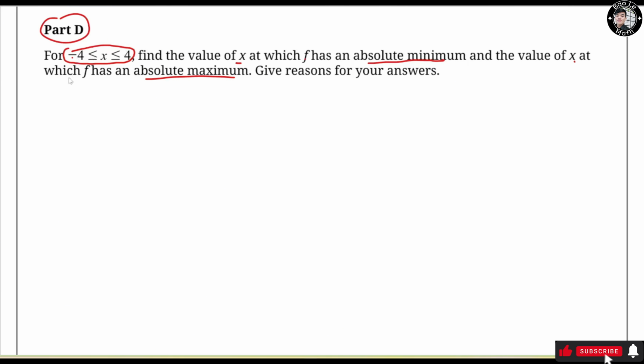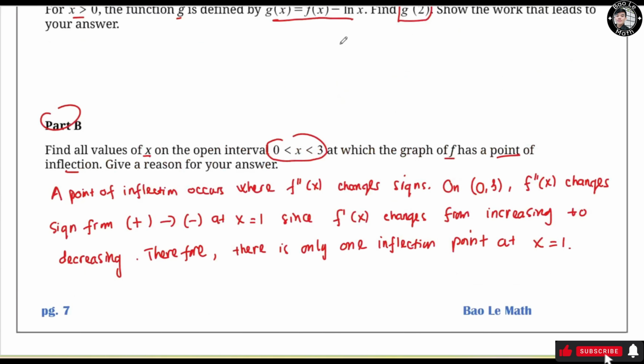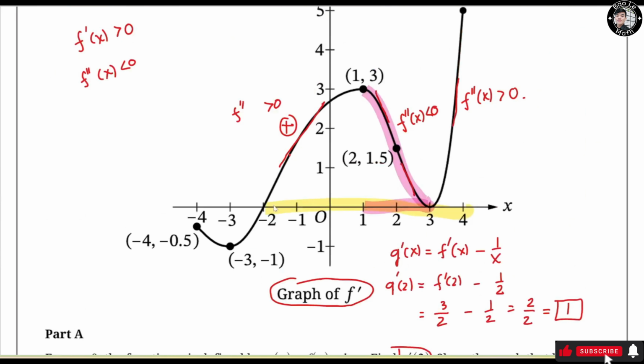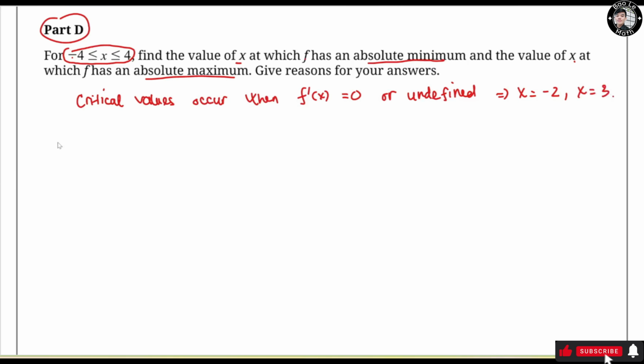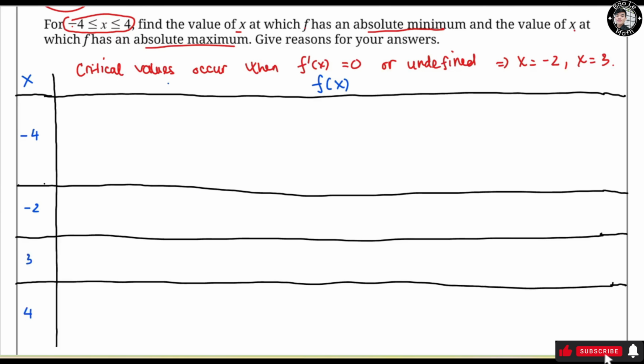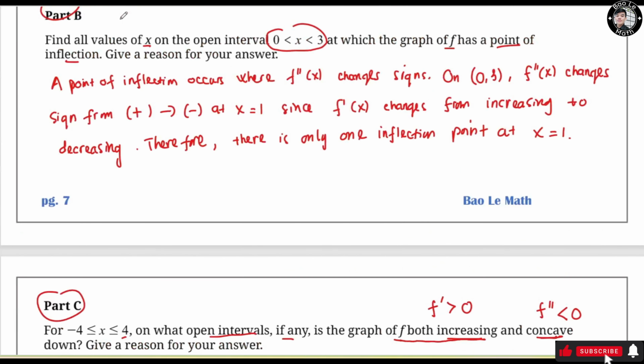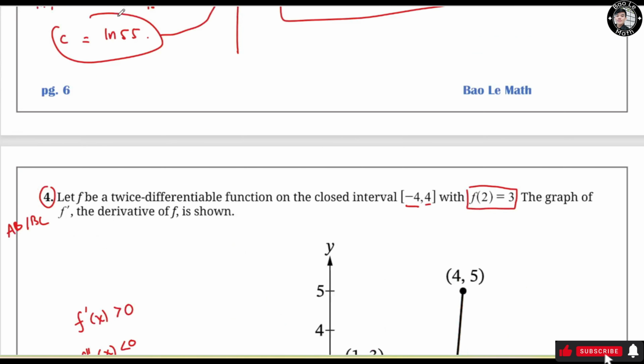First, you need to find the critical numbers, right? So the critical numbers occur when f prime of s equals 0 or is undefined, right? On the interval -4 to 4, f prime of s is 0 when s equals -2 and 3, right? Now we're going to use the candidates test. So we're going to sketch the table as follows. Now we need to take advantage of this one right here. f of 2 equals 3.